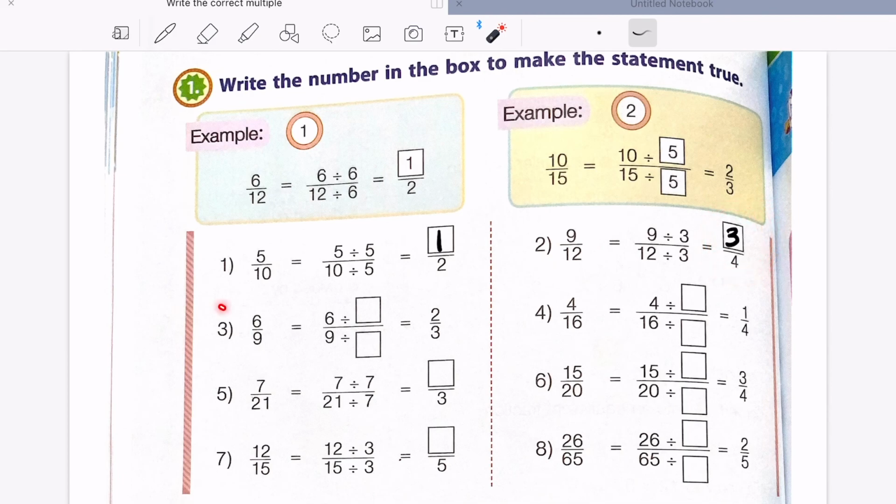So let's look at number 3. 6/9 is equal to 2/3. So what do we have to do? 9 divided by what equals 3? We know 9 divided by 3 is equal to 3. So if we divide by 3 on the denominator, we have to divide by 3 on the numerator. 6 divided by 3 is equal to 2. Very good.